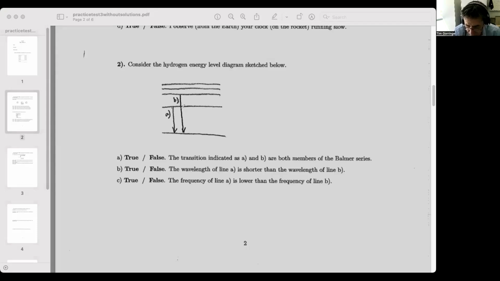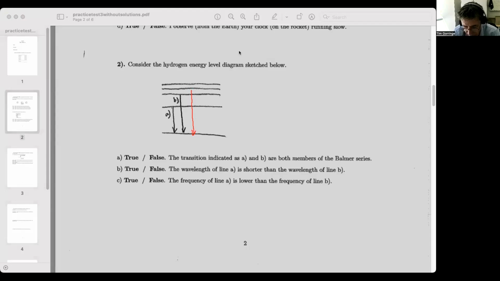The first question says that the transitions indicated as A and B are both members of the Balmer series. That's a false statement. A is a transition to the ground state. B is a transition to the ground state. We could imagine other transitions to the ground state. Here would be another one. Those are the Lyman series. So the Lyman series corresponds to transitions to the ground state.